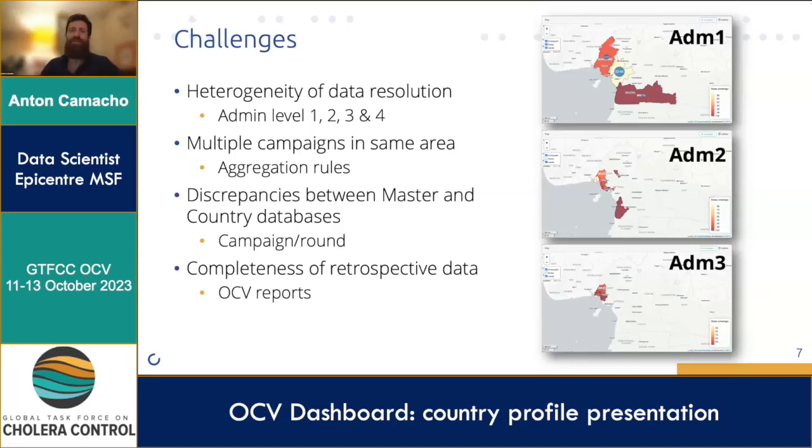There are also, as I mentioned at the beginning, some overlapping information between the master database and the country tree database. We noticed there are sometimes a few discrepancies between those two. So we also need to fix that, so that the information on campaign and round is consistent between the different tabs in the dashboard.